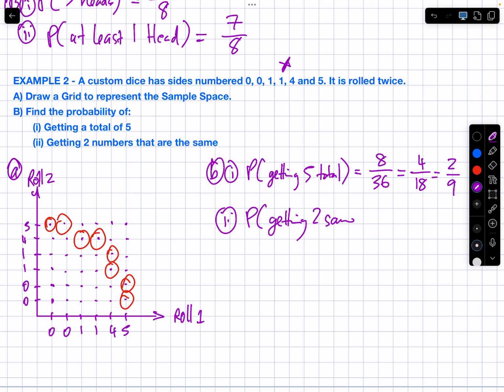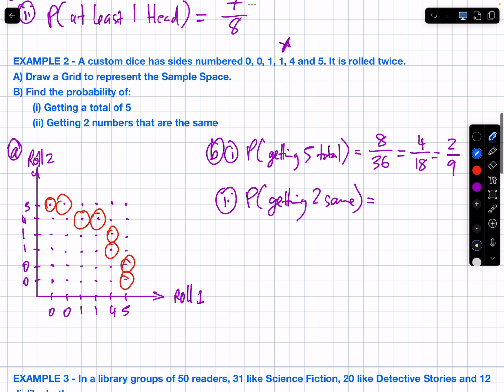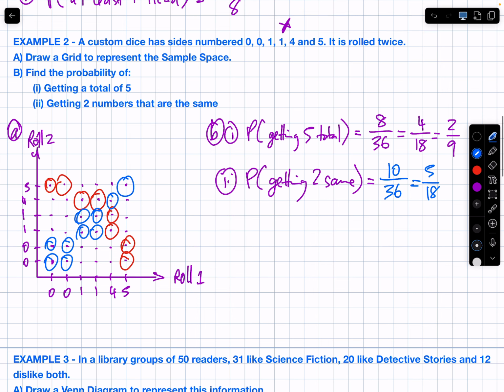2 same. I'm going to use blue this time. 2 same. 0, 0. 0, 0, 0, 0, 0, 0. 1, 1, 1, 1, 1, 1, 1, 1. 4, 4. 5, 5. Is there anything that I'm missing there? 1, 2, 3, 4, 5, 6, 7, 8, 9, 10. That's going to be 10 out of 36. 5 out of 18.